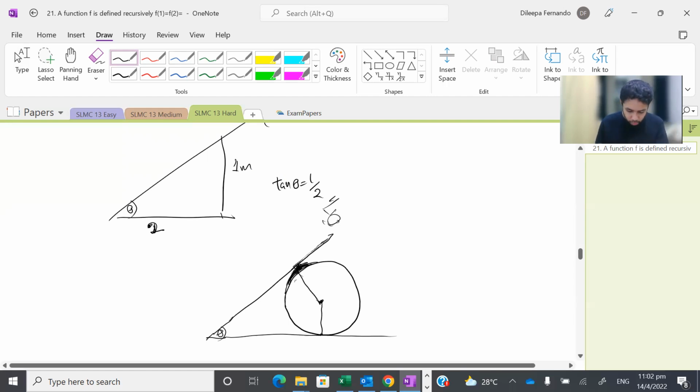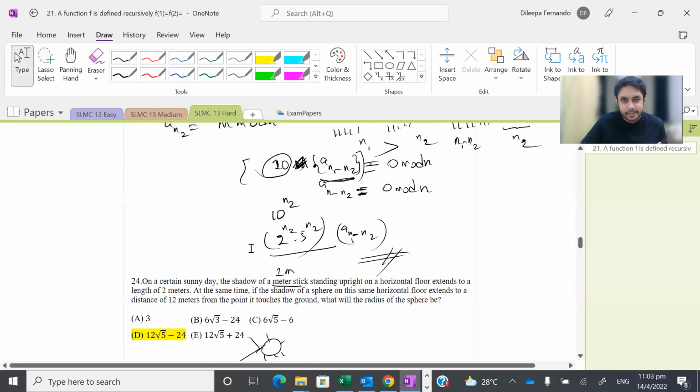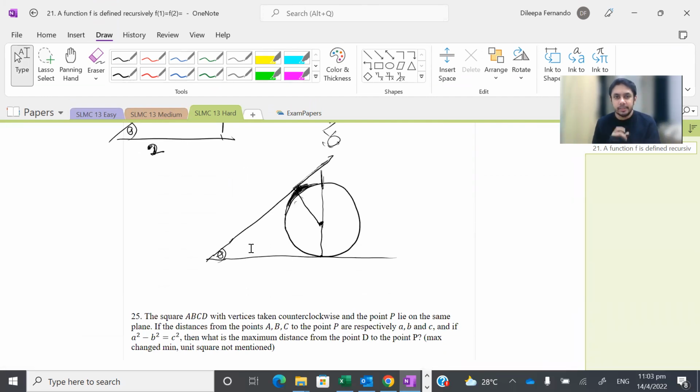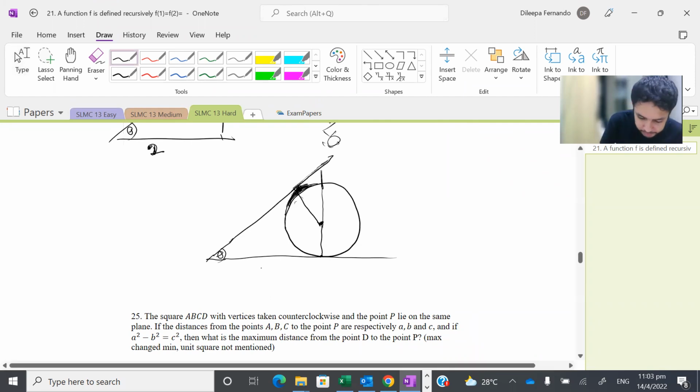Okay. Now what do we have to find? We need to find the radius of the sphere. Now the easy thing to do is, let's mark the values. This is 12, and according to tan theta, this whole area is 6 because tan theta is half. This is r, and this part will be 6 minus r.